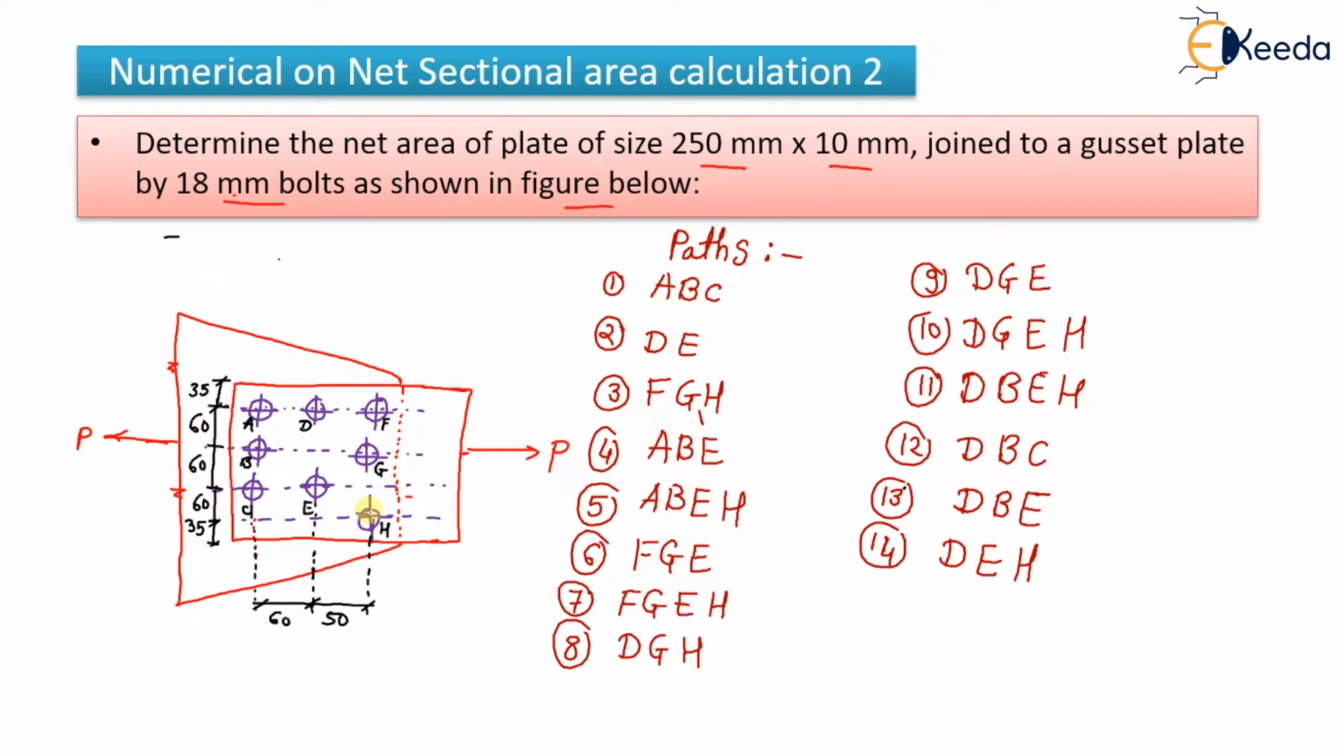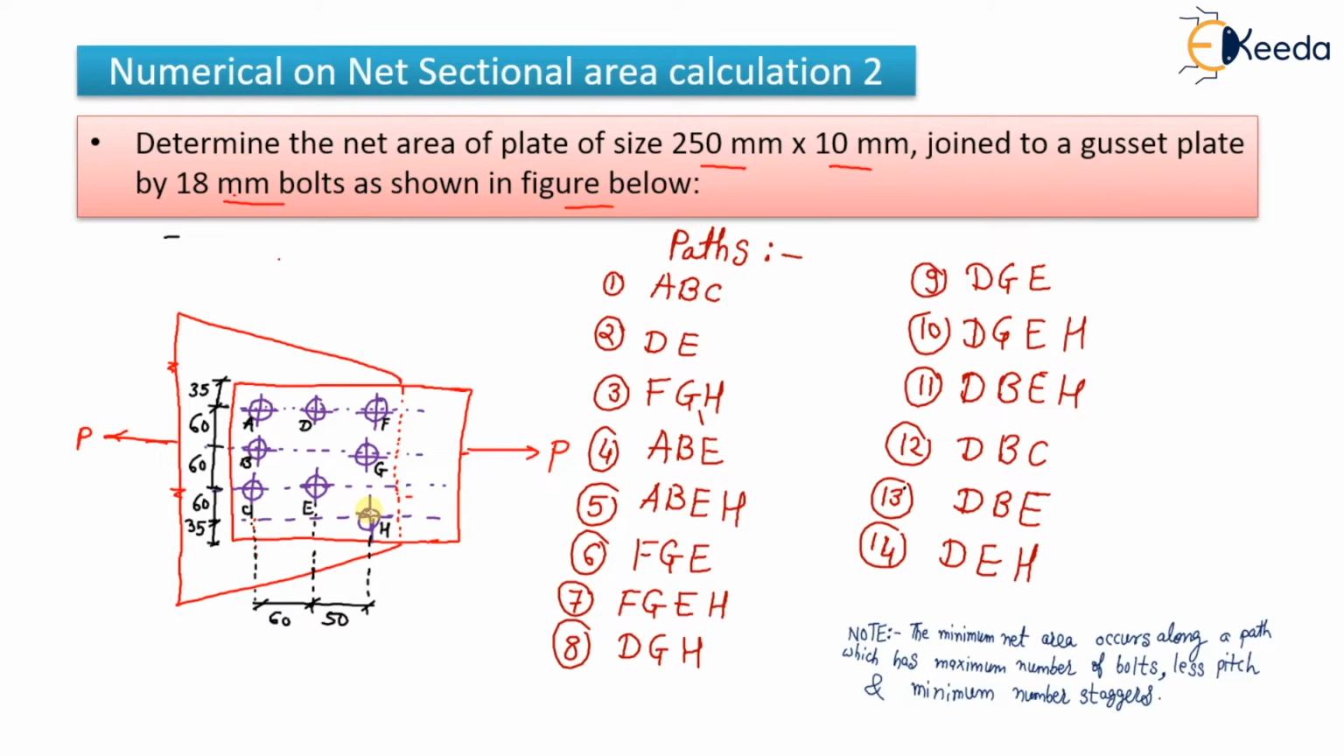Now the second thing, you have to apply the shortcut which I have written here. What is the shortcut? The minimum net area occurs along a path which has the maximum number of bolts, less pitch and minimum number of staggers. See, first is the maximum number of bolts. Now in this particular diagram, which path has the maximum number of bolts? Either 4 or 3 will definitely be the maximum. So all the paths which have 4 or 3 bolts will be considered in this criterion.